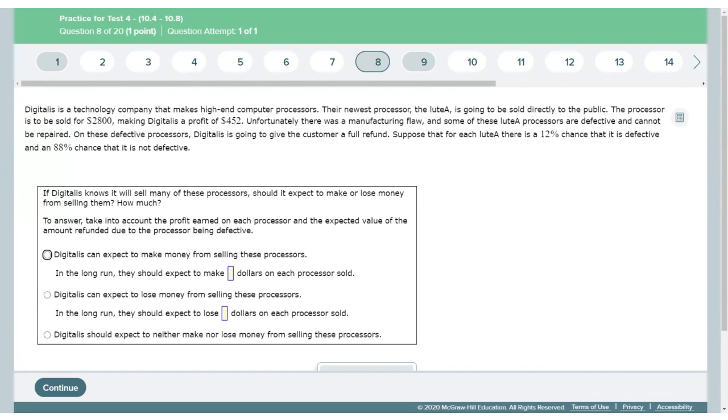All right. So what we got here is, I had worked one that was similar to this, what we call an expected value problem, and the expected value is just a way to monetize a scenario given certain probabilities and outcomes.